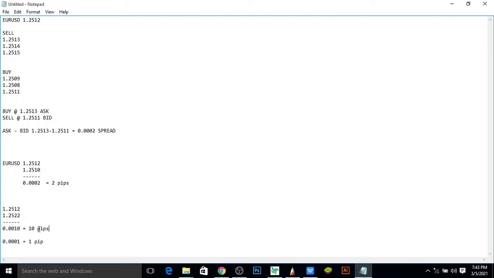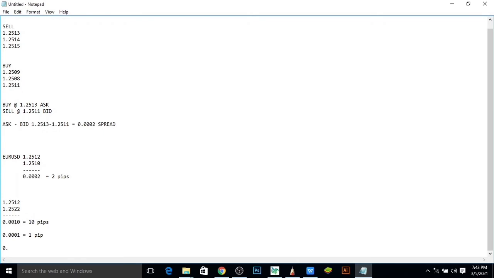0.0010 is going to be 10 pips. Likewise, 0.0100 is going to be, what do you think? It's going to be what? You are right if you guess it's going to be 100 pips, right? Exactly. So the movement here has occurred in the second decimal place, not the fourth, not the third, the second decimal place. So in the second decimal place, you are talking of 100, right?